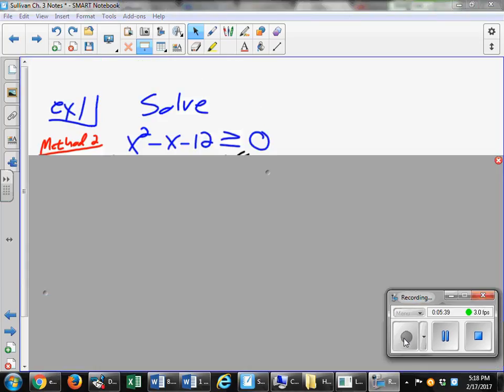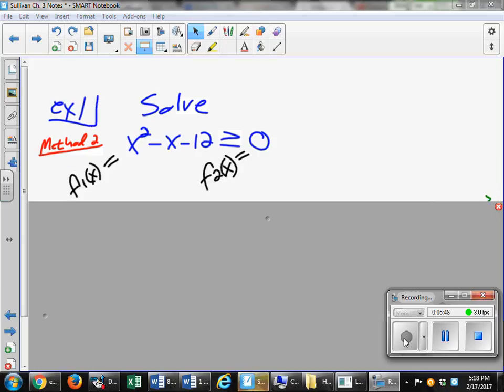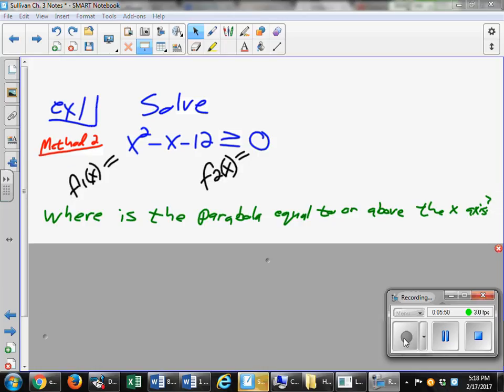I want to give you an alternative to this, which is what the book calls method 2. And we're going to use our graphing calculator. We're going to type these into the graphing calculator. And we're basically looking for the place where the parabola is equal to or above the x-axis. So the parabola is this part here on the left. Right there is your parabola, and this is your x-axis.